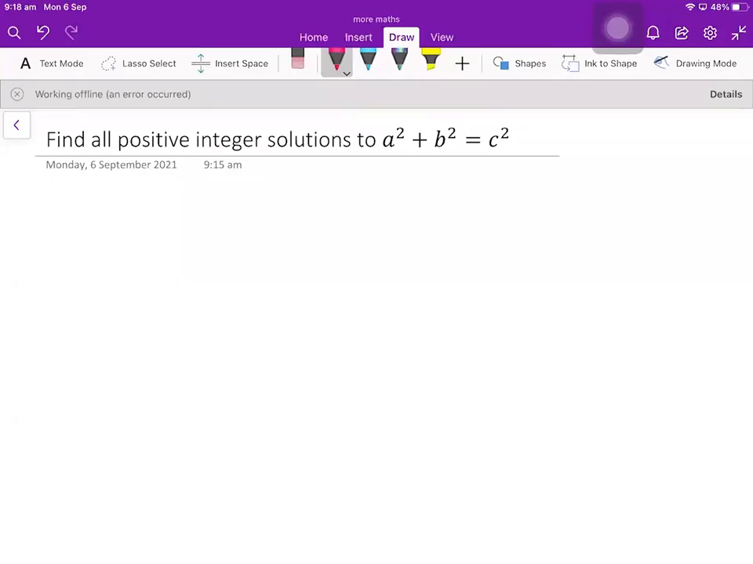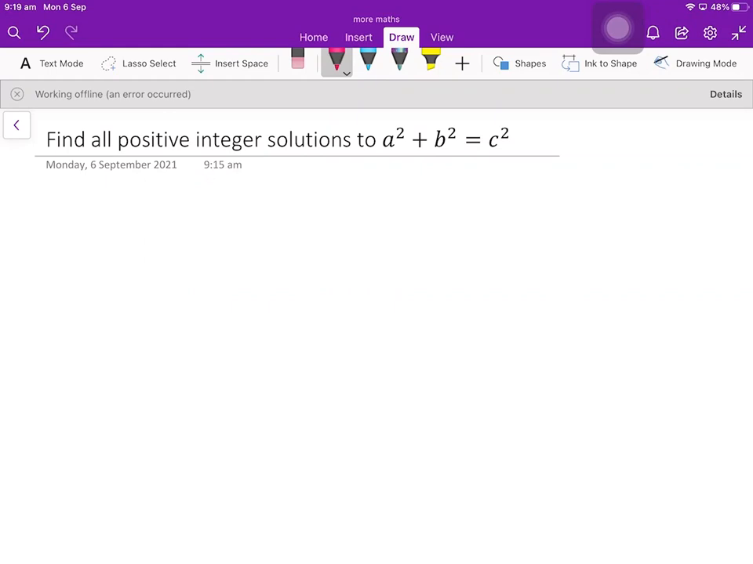In this video, I'll be finding all the positive integer solutions to the equation a squared plus b squared equals c squared. This is the well-known Pythagorean triples. So these are possible integer side lengths of a right angle triangle.